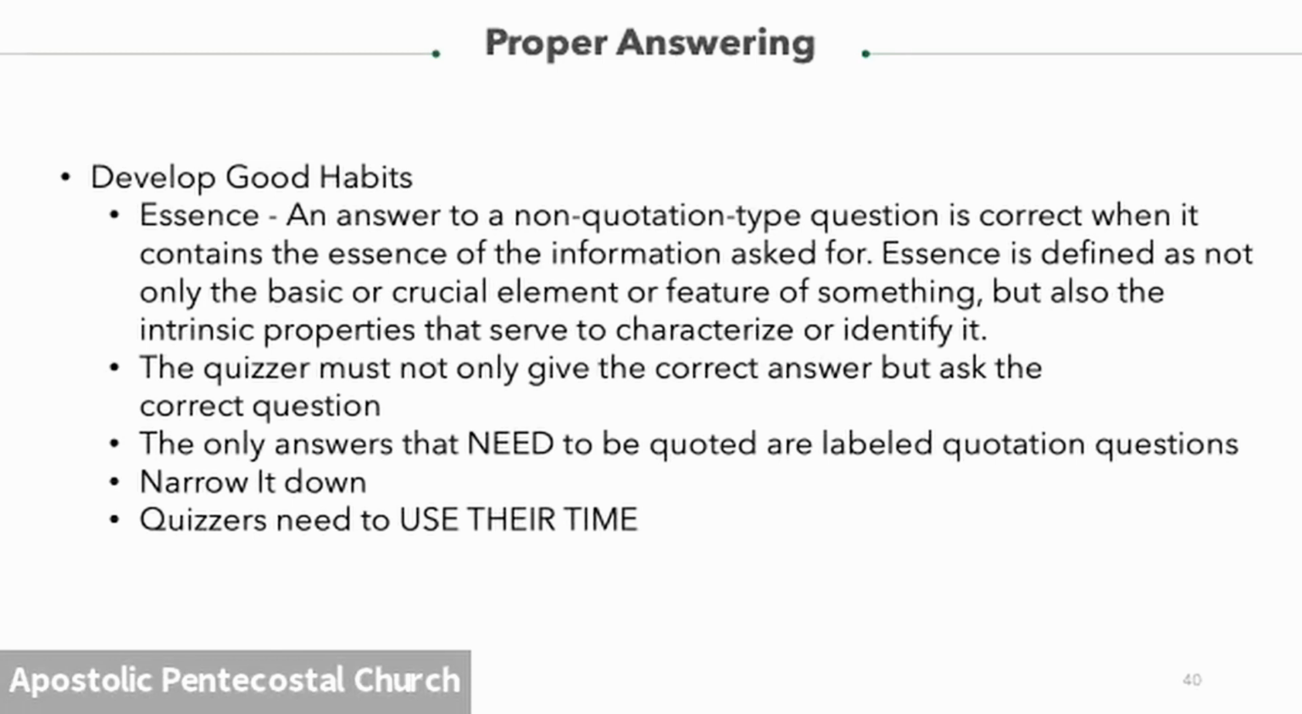Essence. Want to define essence real quick. An answer to a non-quotation type question is correct, which real quick, the only thing that has to be quoted in senior Bible quizzing are quotation questions. That is it. That's the only type of question that requires being quoted. Yes. An answer to a non-quotation type question is correct when it contains the essence of the information asked for. Essence is defined as not only the basic or crucial element or feature of something, but also the intrinsic properties that serve to characterize or identify it.